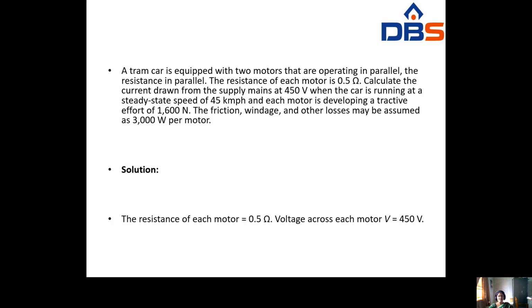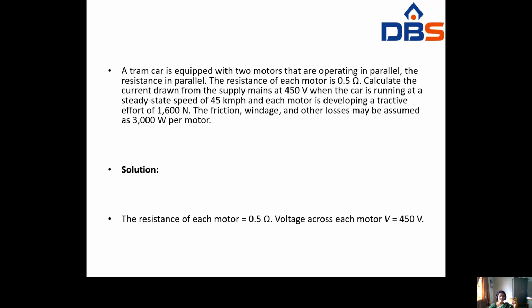Calculate the current drawn from the supply mains at 450 volts. Okay, so now here we have to find out the current, drawn from the supply mains at 450 volts when the car is running at a steady state speed of 45 kilometers per hour. So that means the car will be operating at the speed of Vm 45 kilometers per hour, and each motor is developing a tractive effort of 600 newtons. The friction, windage and other losses may be assumed as 3000 watts per motor. Okay, so now here the friction, windage and other losses are power, 3000 watts per motor.